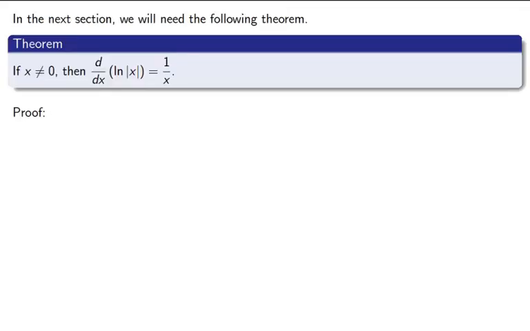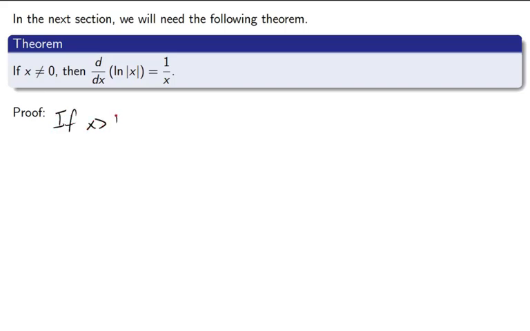Last slide on here, I want to mention that the derivative of the natural log of the absolute value of x is actually equal to 1 over x. And what this is going to become in the next section is the actual value of when you integrate 1 over x. We're going to take this in cases.